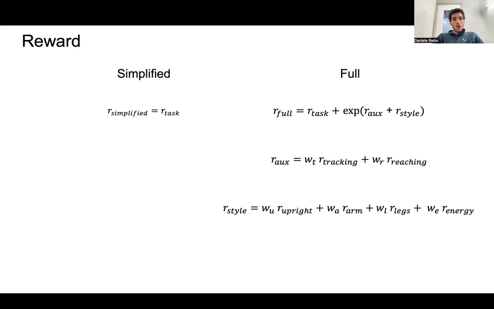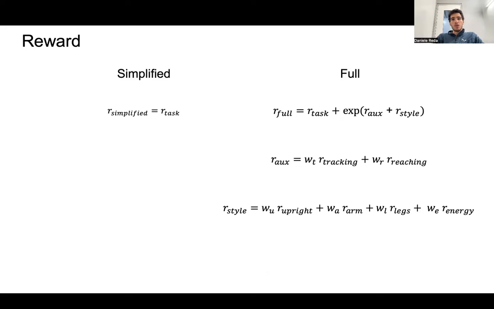The last component to actually learn the policy with reinforcement learning is to define a reward. The simplified model can be learned fast, in just 15 minutes of training on a single GPU, with a simple task reward which consists of a +1 every time the point mass grabs a handhold and 0 otherwise.